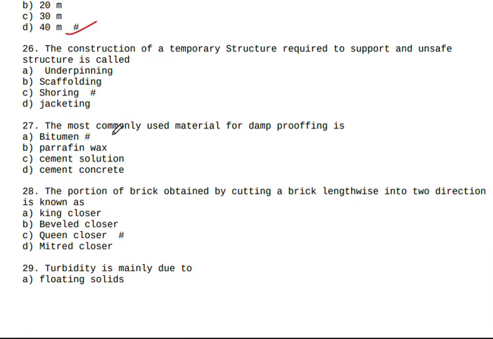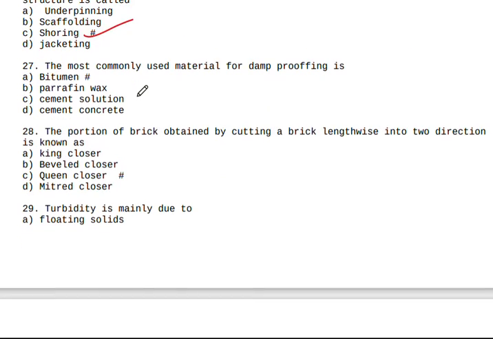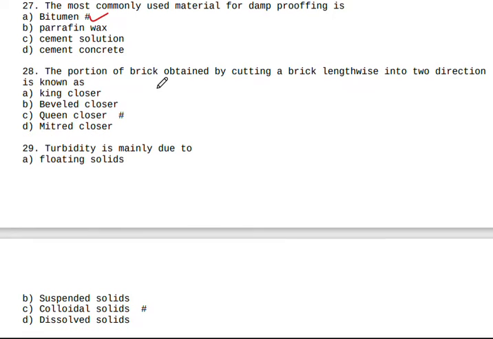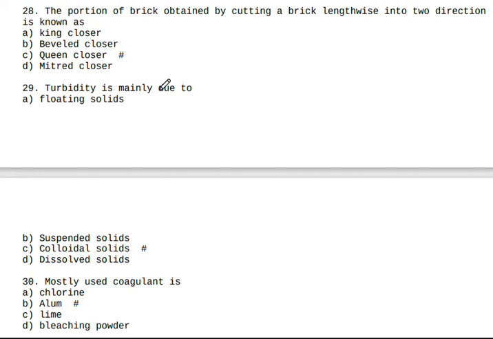The construction of temporary structure required to support an unsafe structure is called shoring. The most commonly used material for damp proofing is bitumen. The portion of brick obtained by cutting a brick lengthwise into two is known as queen closure.